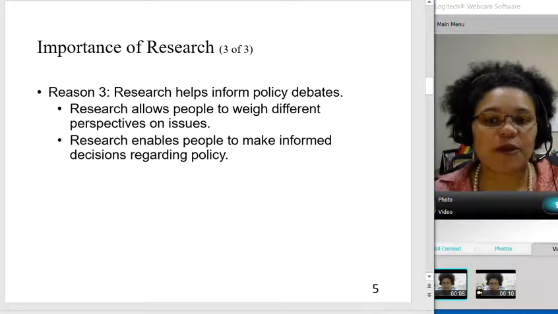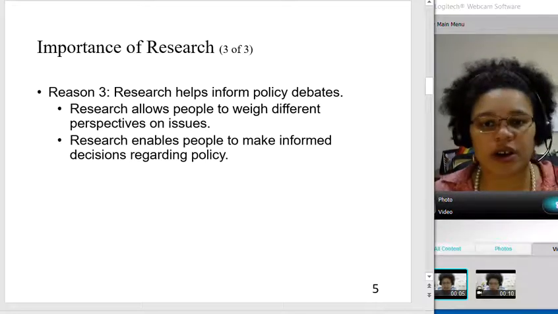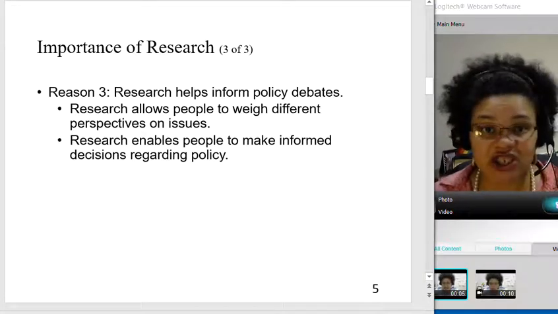And finally, to help inform policy debates. So, research allows people to weigh different perspectives on various issues and enables people to make informed decisions regarding policy. And when we're talking about policy, generally we're talking about the decisions that are made at the district, state, or national level.